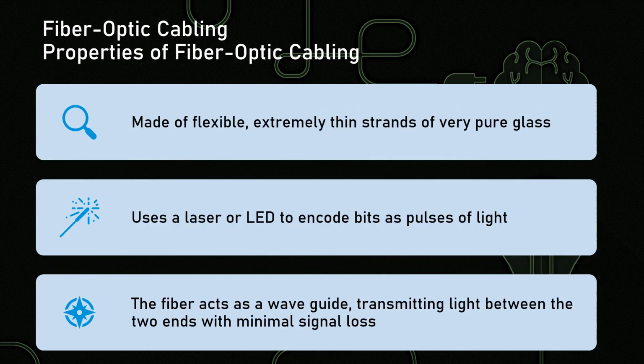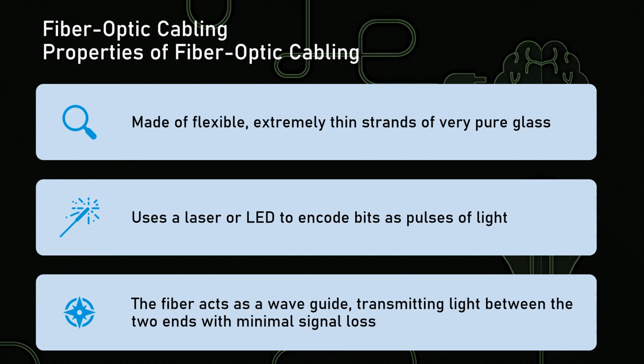So fiber optic cabling is made of very flexible, extremely thin strands of very pure glass. This has to be glass that is free of any kind of impurities, because anything that's in the glass will diffract the optical transmission. So we have to make sure that this glass is very, very clean, chemically speaking.